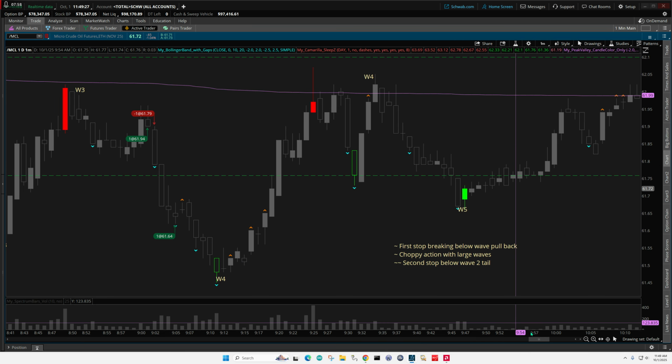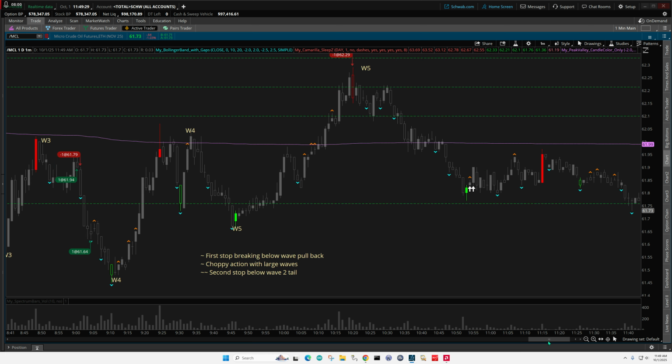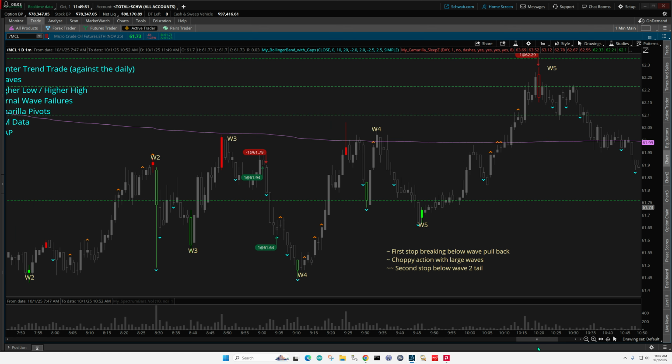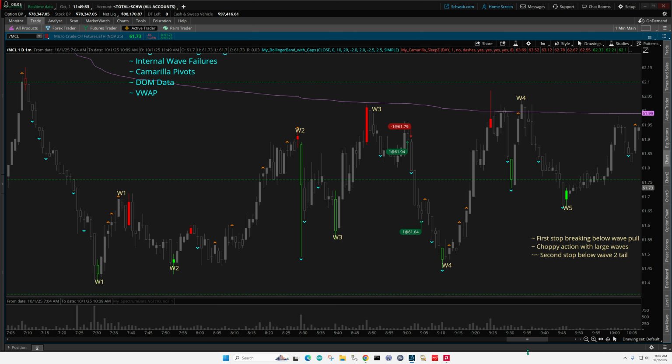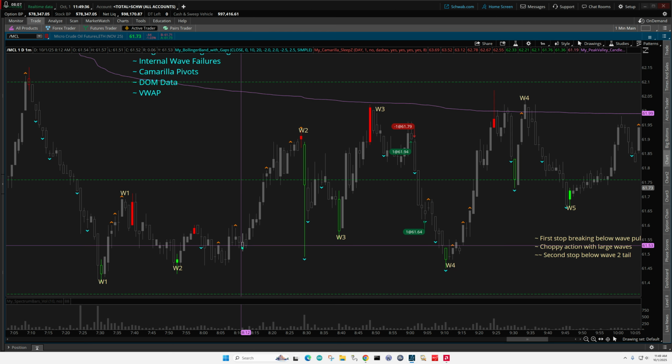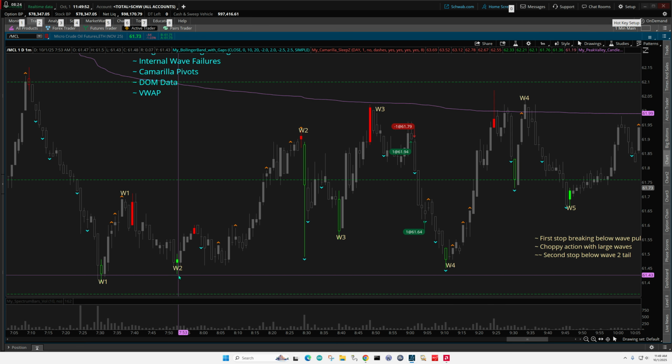So since I'm long and holding, I'm going to zoom out, and essentially price for crude oil at this specific time on this day is making some pretty large moves in relation to the entire chart. So I'm long here, and I've decided, okay, I'm going to put my stop below wave 2. So this is where I had my stop below the wave 2 tail, and you can see price did come down, and it got pretty darn close to stopping me out.